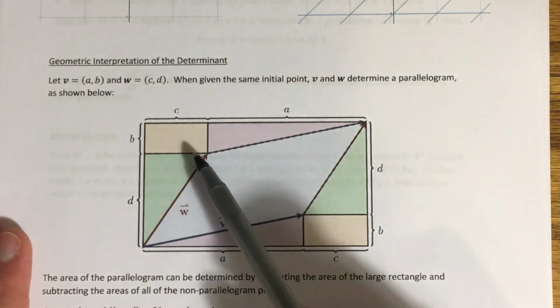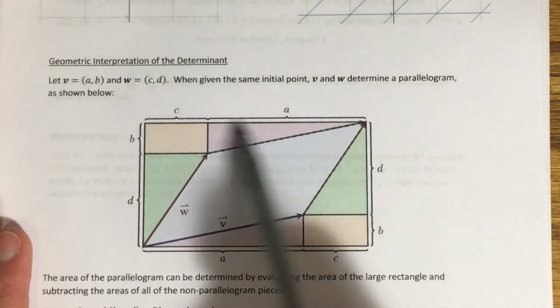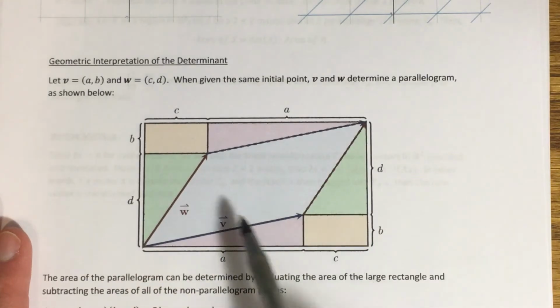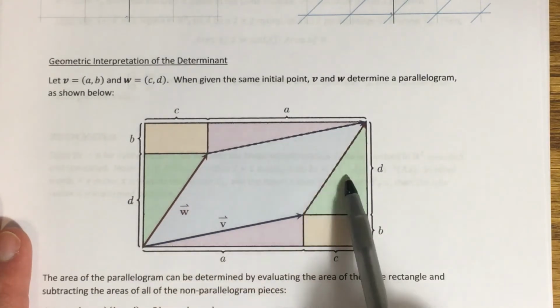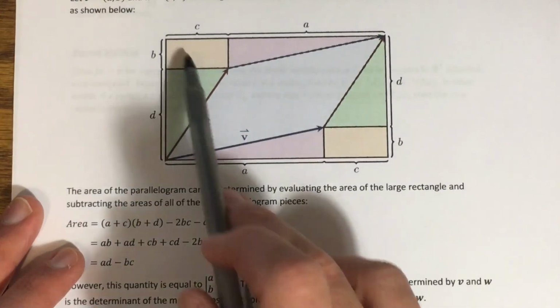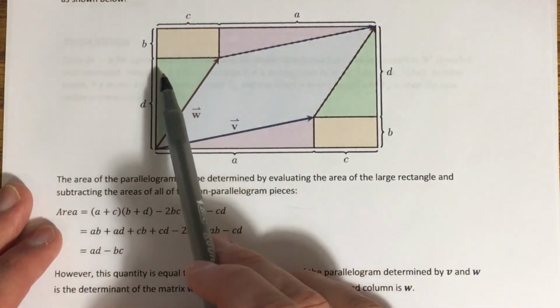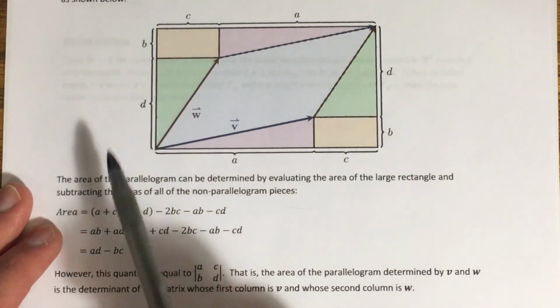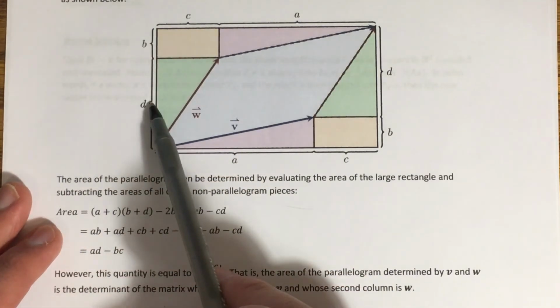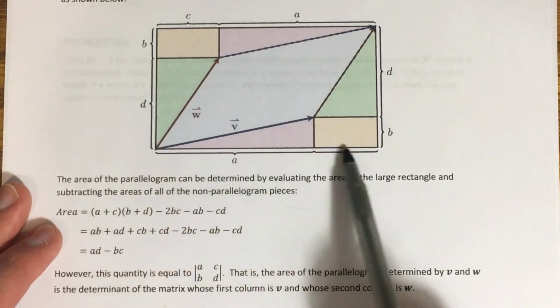I can calculate the area of this parallelogram by simply taking the area of this rectangle and then subtracting the area of all of these non-parallelogram pieces, each of which has an easy area formula to calculate. So first of all, what is the area of the larger rectangle? Well, its dimensions are A plus C by B plus D. So A plus C times B plus D is going to give me the area of the larger rectangle.